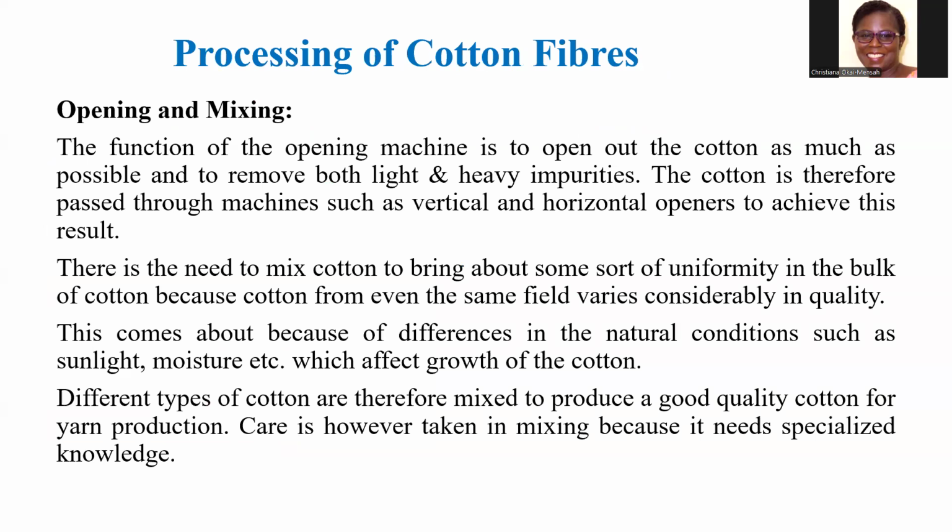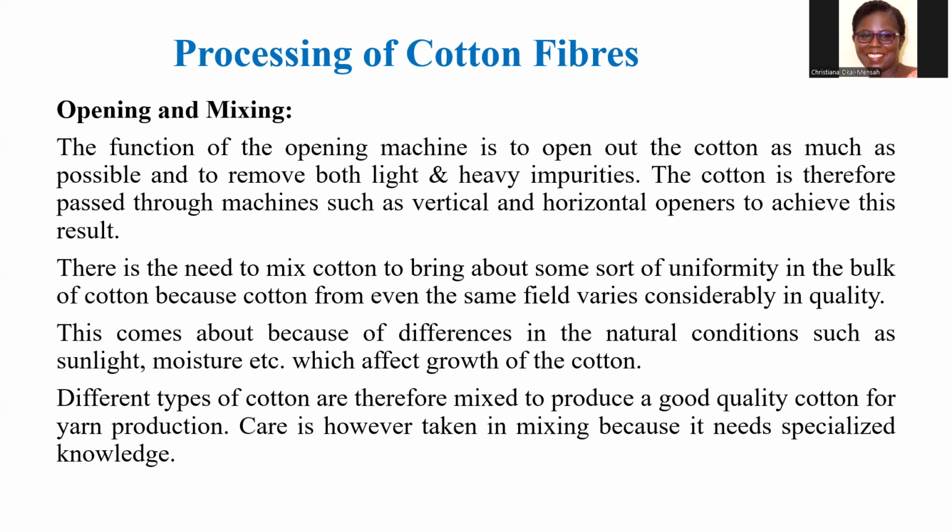So after breaking, we see cotton having different colors because they are coming from different places, different lengths. So we need to open them and mix them. The function of the opening machine is to open out the cotton as much as possible and to remove both light and heavy impurities. The cotton is therefore passed through machines such as vertical and horizontal openers to achieve these results.